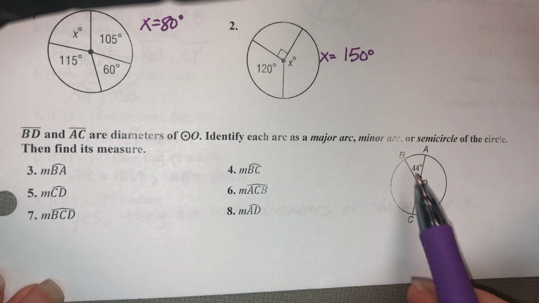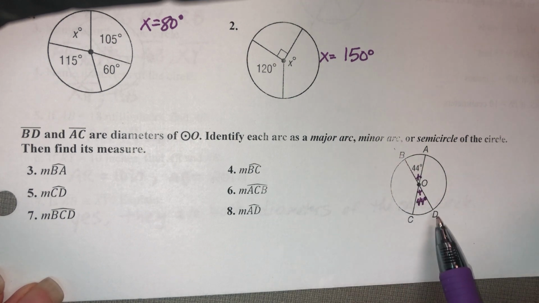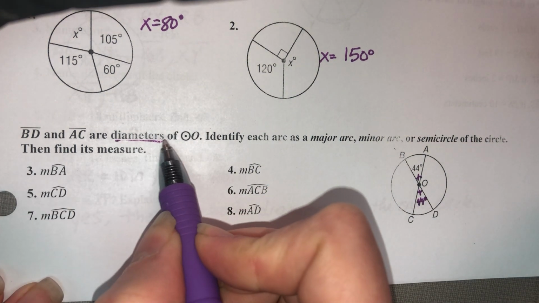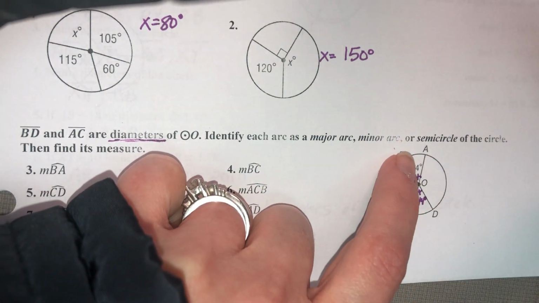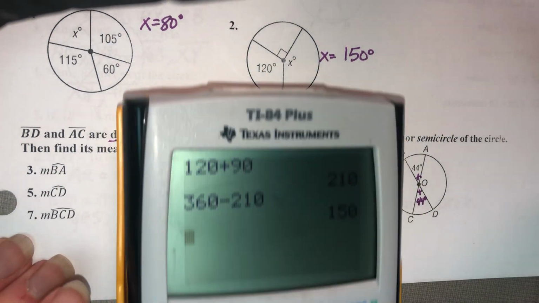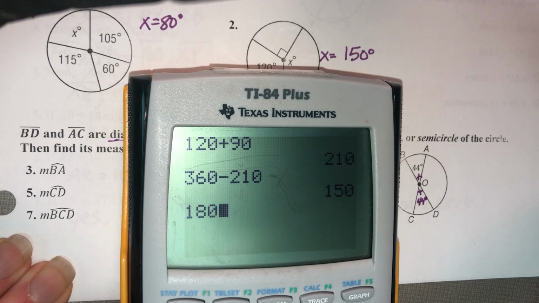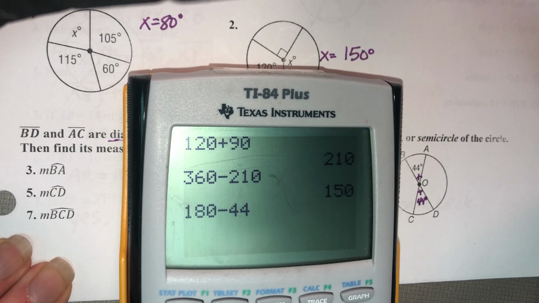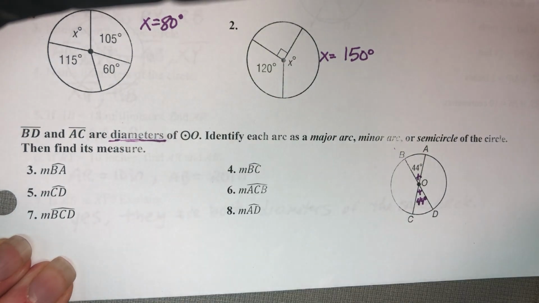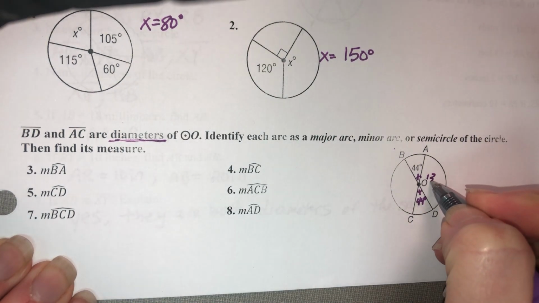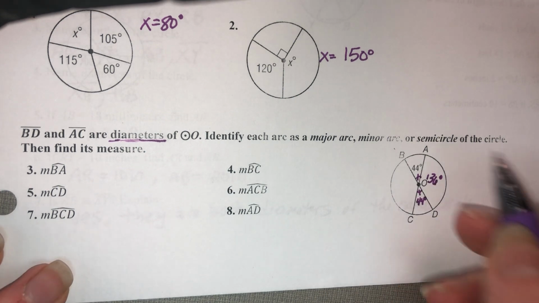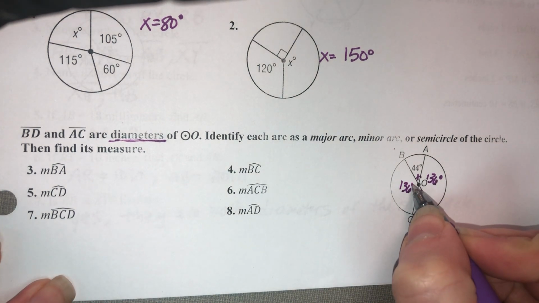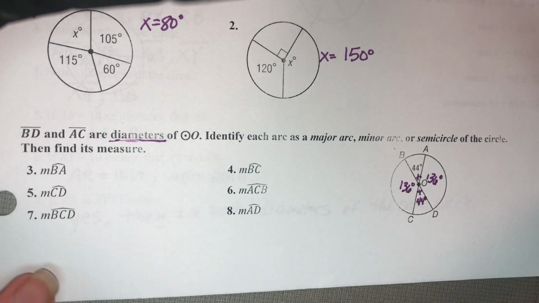Now, since this makes a straight line from B to D because it's a diameter of the circle, it splits the circle into 180-degree halves. So you can go 180 minus 44 and get 136 for this central angle from A to O to D. And then the one opposite it is also 136 because it's a vertical angle.